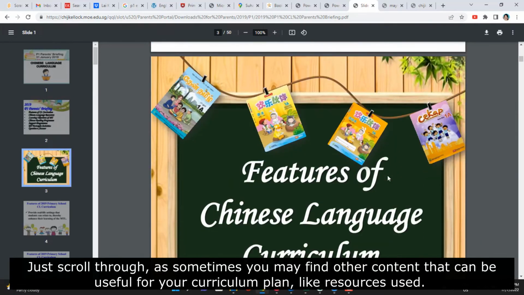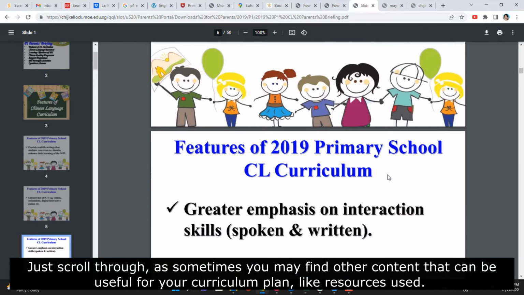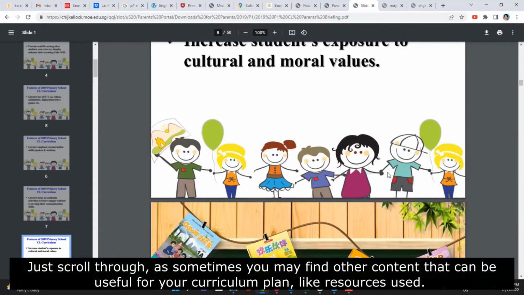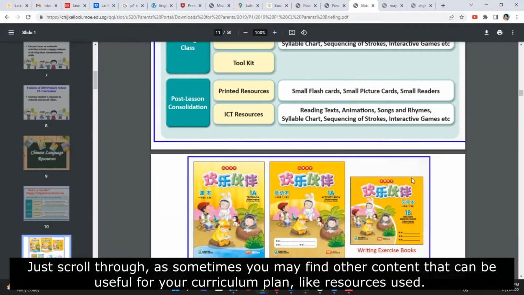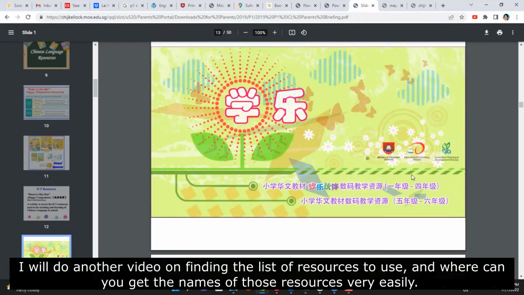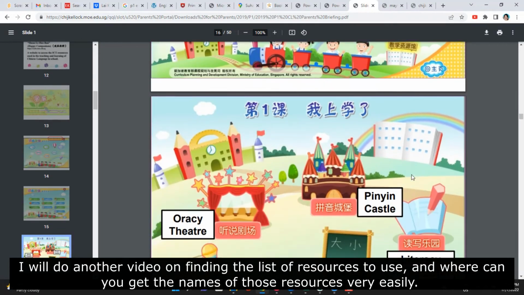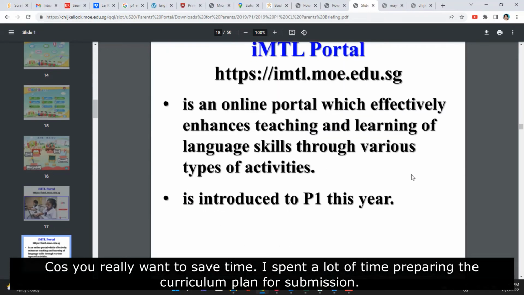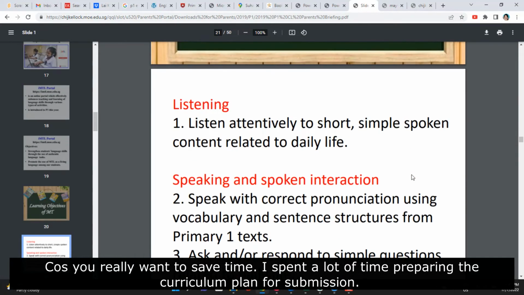So this is which school? I cannot even remember this, but yeah. So definitely you can see, just scroll through, because sometimes you may get other ideas. For example, you can see what other resources they use, right? I will do another video on exactly what kind of resources you can use, and where you can get those resources very easily, right? Because you really want to save time, because I spent a lot of time preparing this curriculum. That was the part I spent the most time on.